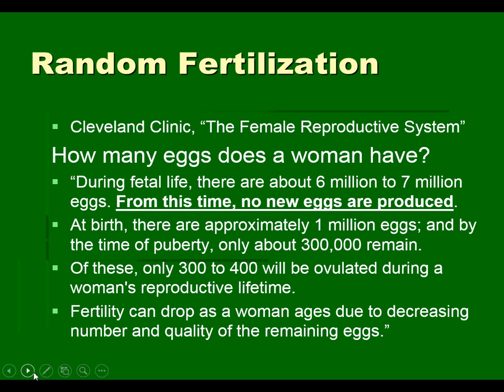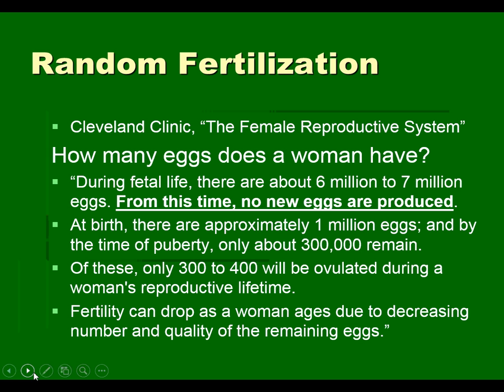Okay, so during fetal life, there are about 6 million to 7 million eggs, and from this time, no new eggs are produced. So females are born with the number of eggs that they're going to have. At birth, there are approximately 1 million eggs left, and by the time they reach puberty, only 300,000 remain. Of those 300,000, only 300 to 400 will actually be ovulated during a woman's reproductive lifetime.